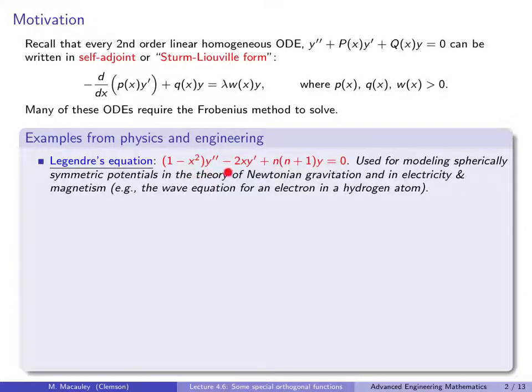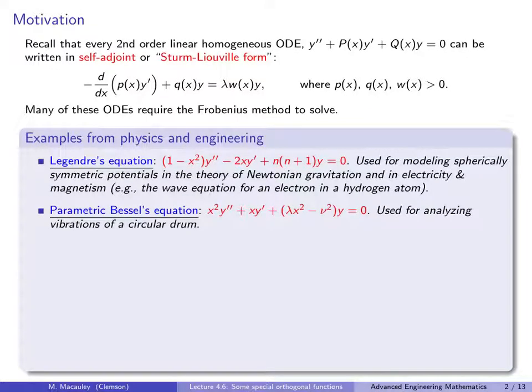Now, I have not written this in a Sturm-Liouville form, and there's actually no lambda. So when you see things like this, n times n plus 1, it turns out that that is actually going to be the lambda. So this is usually how we see these ODEs. What I will do in this lecture is I will show you how we can write this, or what it looks like when it's written in Sturm-Liouville form.